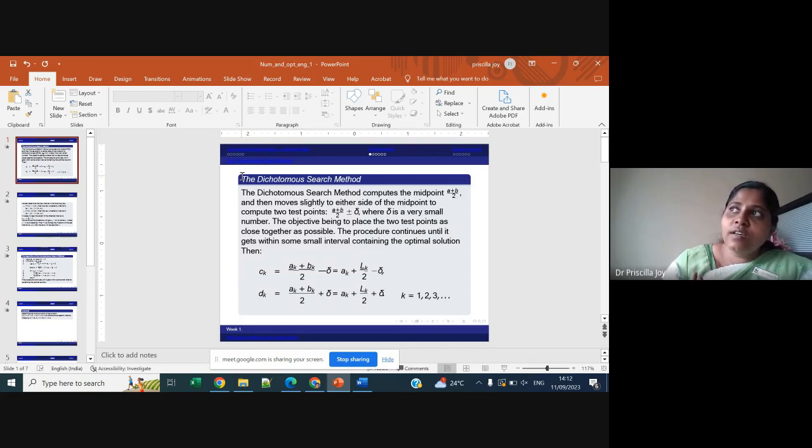So that is the methodology we will be sticking to for finding the optimal value in the case of the dichotomous method. In this method, we will be considering two such variables, that is ck as well as dk. So ck is one.